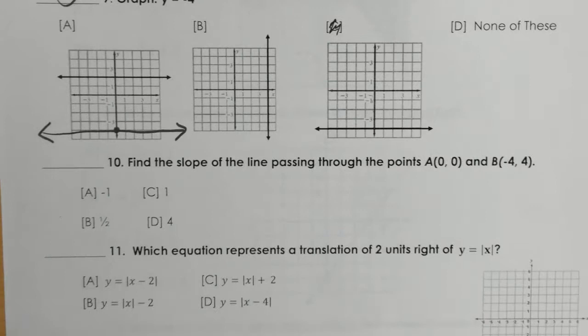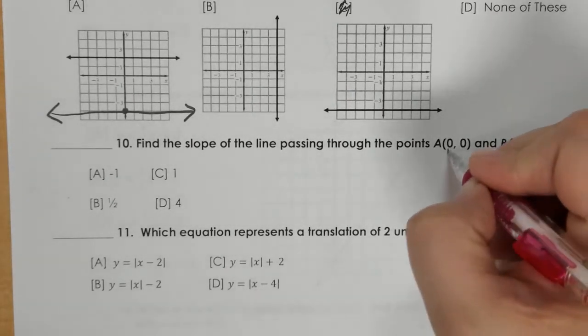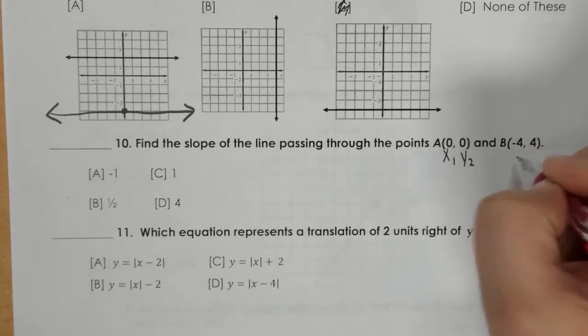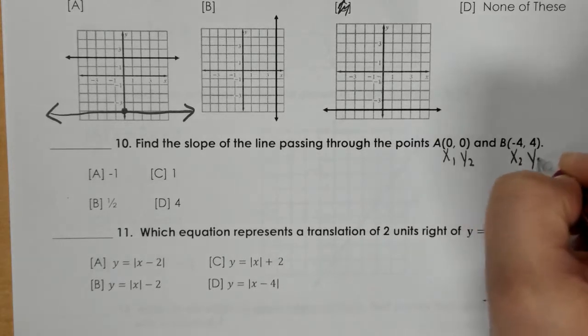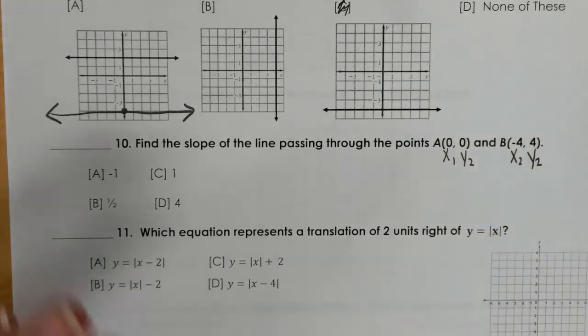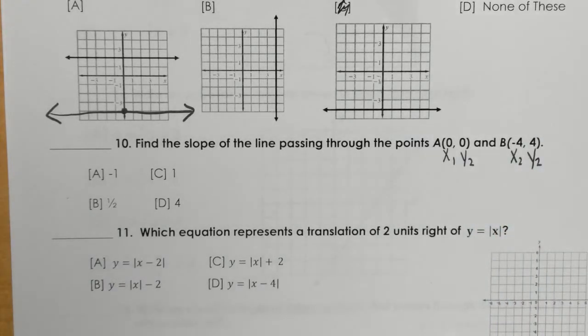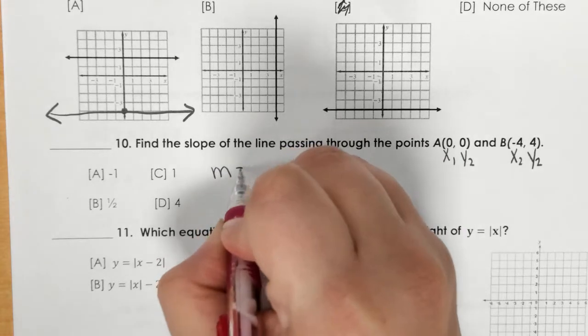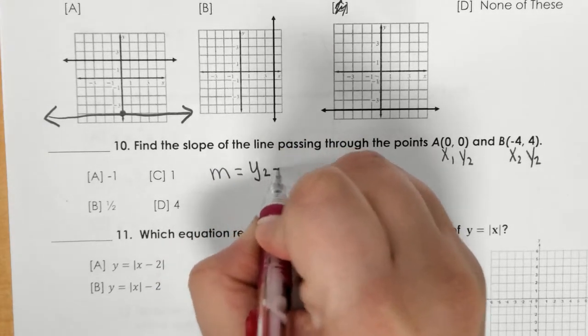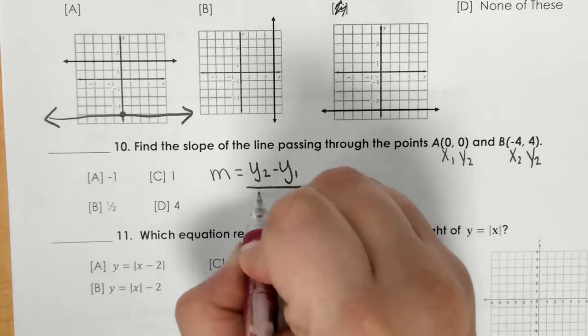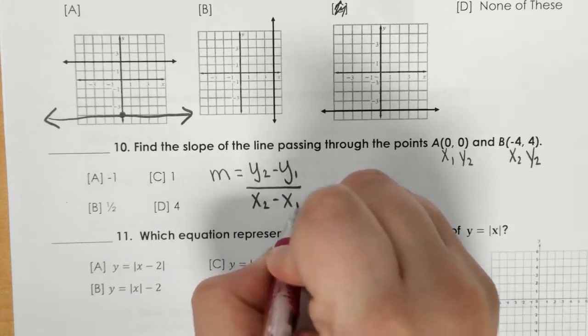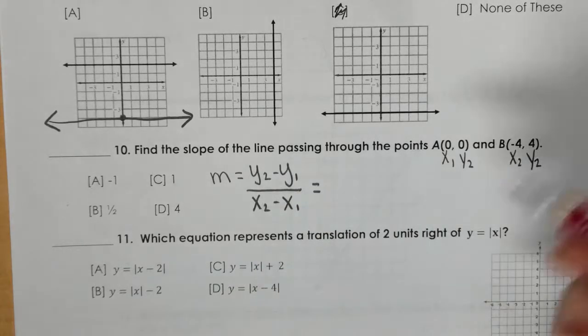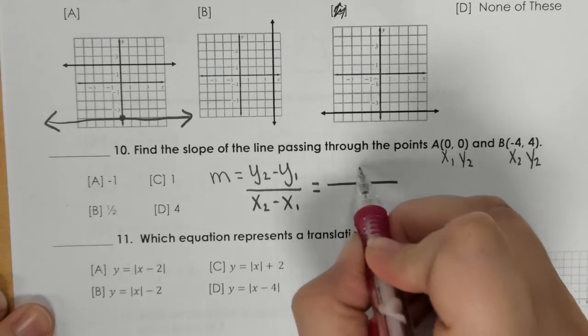In number 10, I would label my 2 points. And on the front of either test that you are given, multiple choice or open response, you'll be given some formulas. And so I would go ahead and write down your formula for slope, which looks like this. And then I would just go ahead and plug in all your numbers.